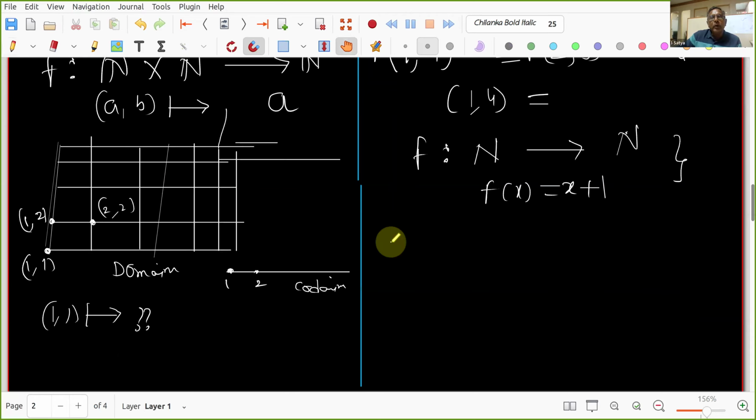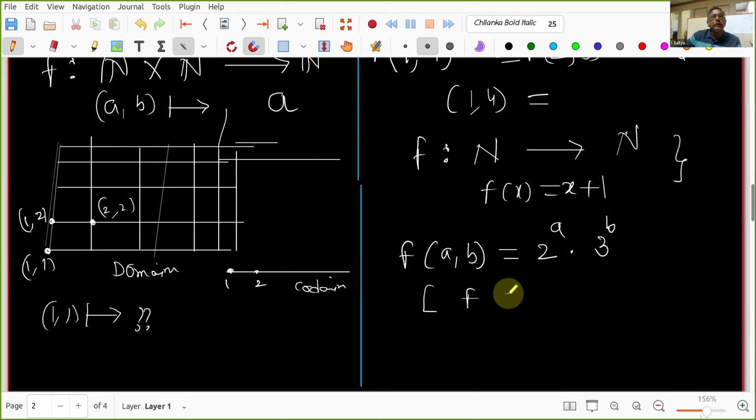Here I will give few more problems for you. I'm taking f of (a,b) equal to 2 power a into 3 power b. Is it 1-1 or not? Is f onto? These are the questions to you. Are the questions clear? It takes time to check, right? Is f 1-1? Is f onto? Okay, these are the questions.